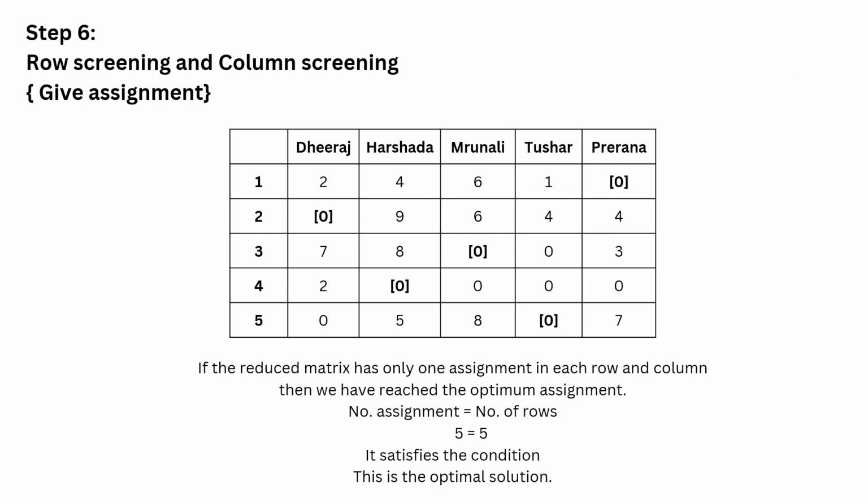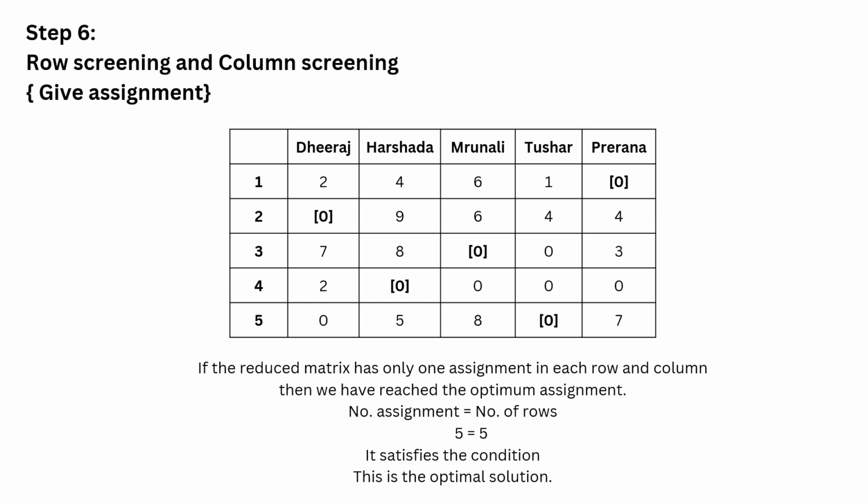Step 6. Again we have to go for the row screening and column screening. That is, we are going to give assignment in this table. So go observe the first row for the 0 and mark this 0 as the assignment. Again go for the second row, observe the 0 and mark it as the assignment. Go in a third row. As we can observe, there are two zeros. Initially leave it as it is.